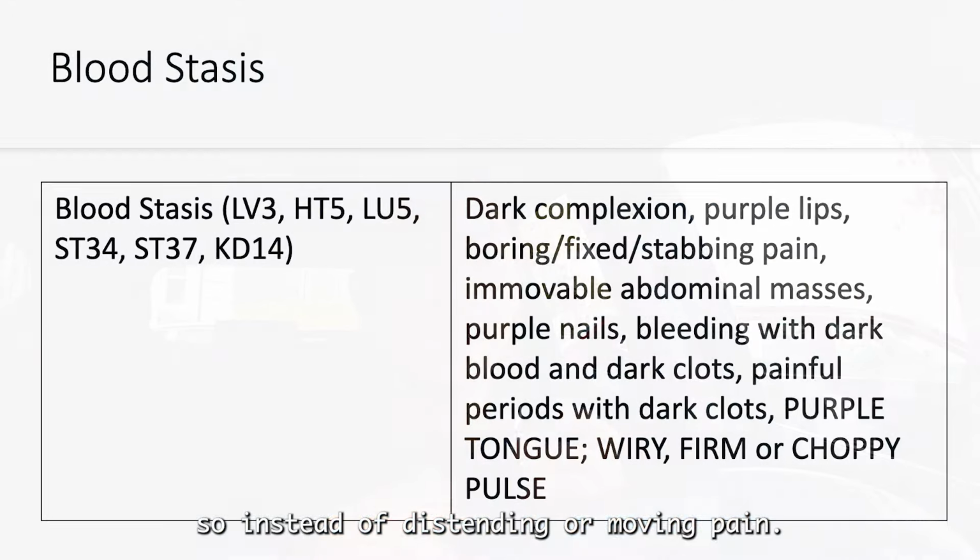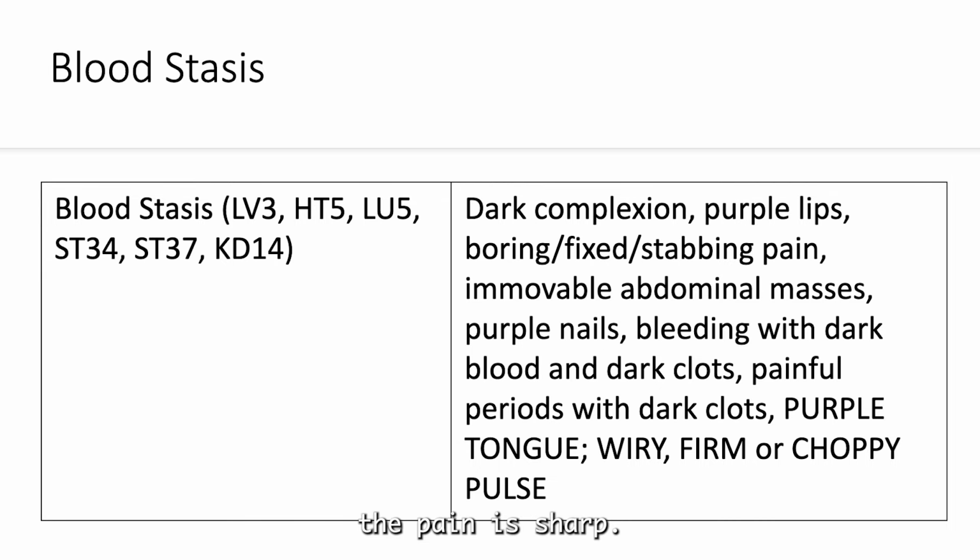So instead of distending or moving pain, now the patient's going to say the pain is sharp, it's stabbing, and it's fixed. So they'll say the pain is fixed, it's right here, it's sharp, it's stabbing in nature, it feels worse with pressure. Sometimes they might even say it feels worse at night. If you are evaluating a woman, you might ask about their menstrual period as well. And when you ask about the color of their blood, they might say they have dark menstrual blood and clots. Depending on the size is how severe the blood stasis is.